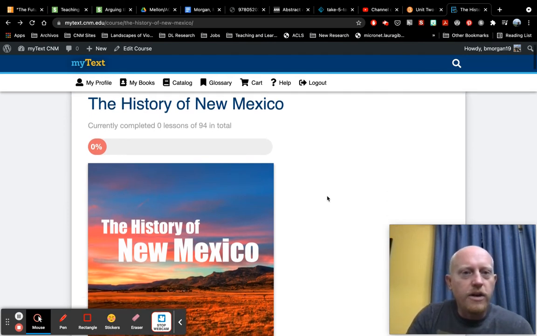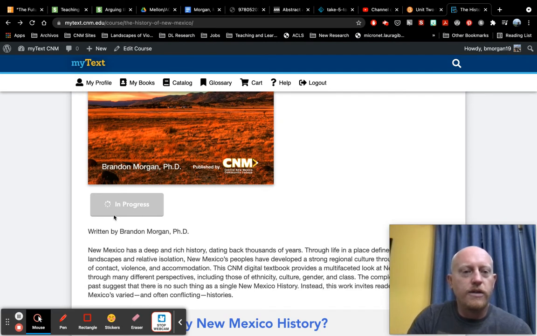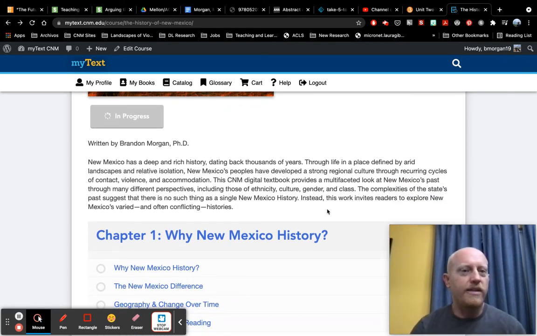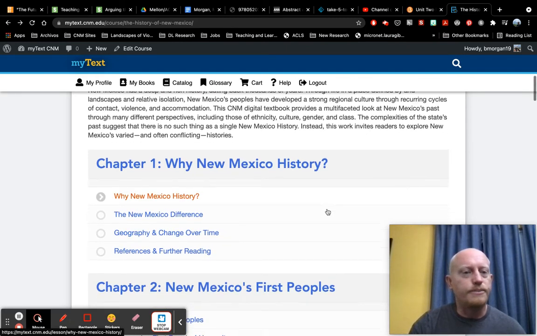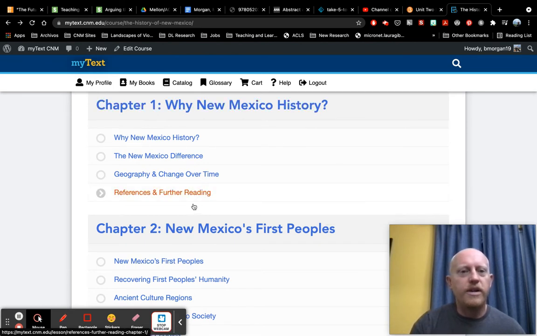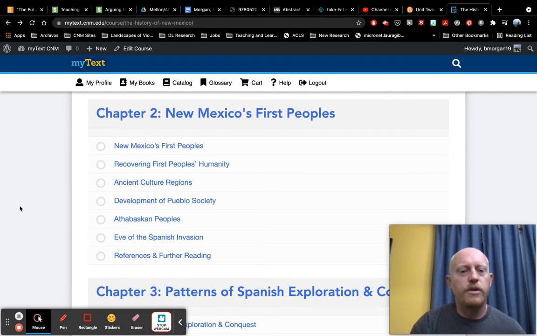All right, so this is what our digital textbook looks like. Here we are, History of New Mexico. It'll tell you you're in progress. I'm less concerned about what this system that CNM has created tells you about whether or not you're making progress. Instead, what you need to do is think about how you're moving through these chapters. So we will have read chapter 1 in the first unit. Chapters 2, 3, and 4 are what we're working on in Unit 2.